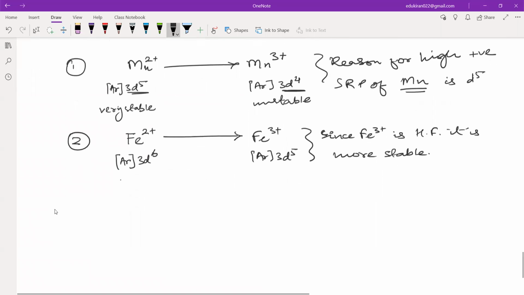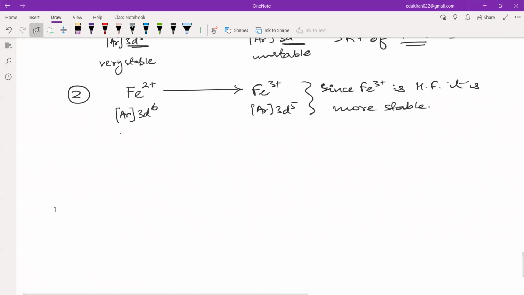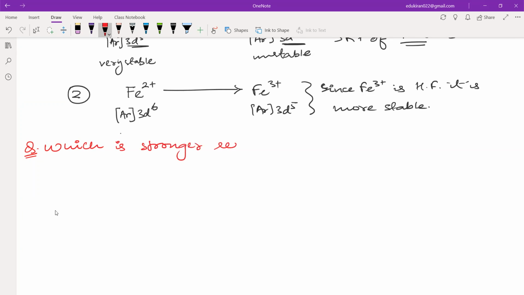Now there is one question which is related to a bit of coordination chemistry. Let me write this question. The question is, which is the stronger reducing agent?